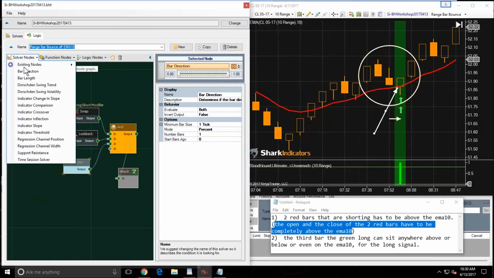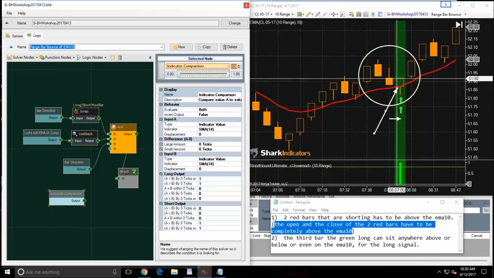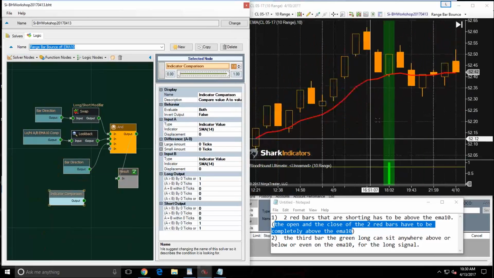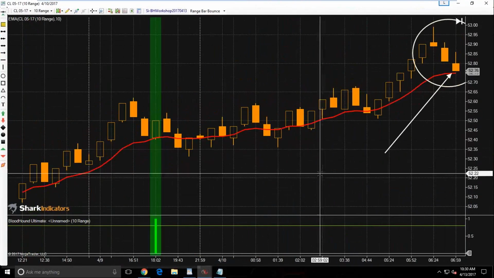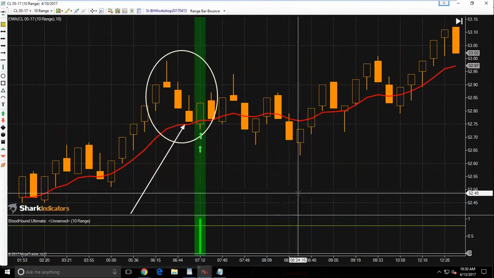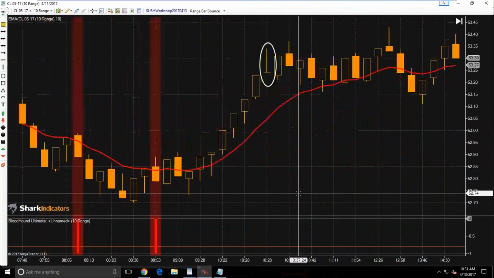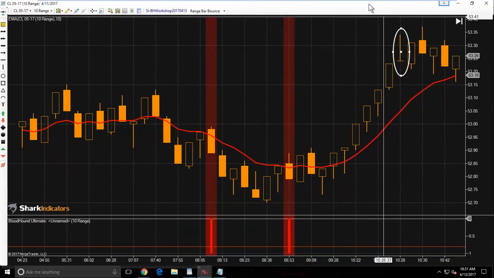So we can look for dojis using a comparison solver, right? How do you determine the direction of a doji? Well, the close is going to equal the high, or the close is going to equal the low. Let's see if I can find another doji. There's hardly any dojis on this 10 range chart. Let's see if I can find that doji again. There it is. Okay, so here's our one doji that we've found so far.